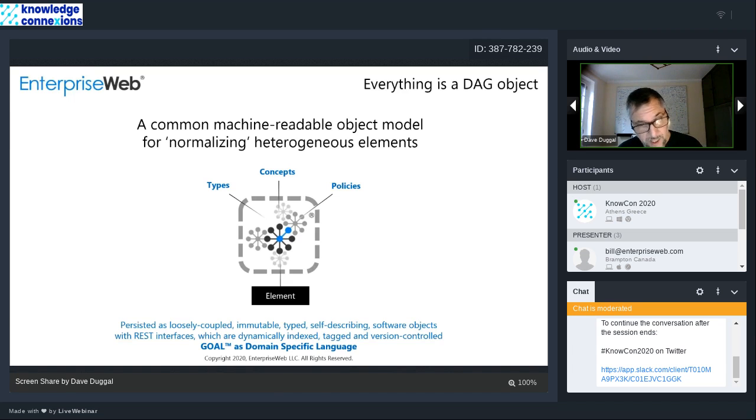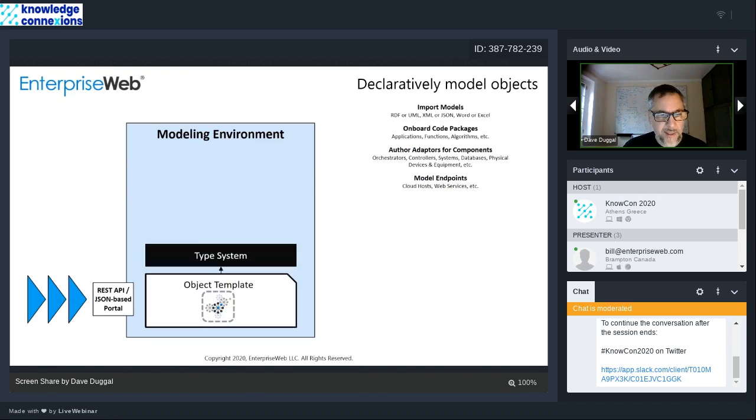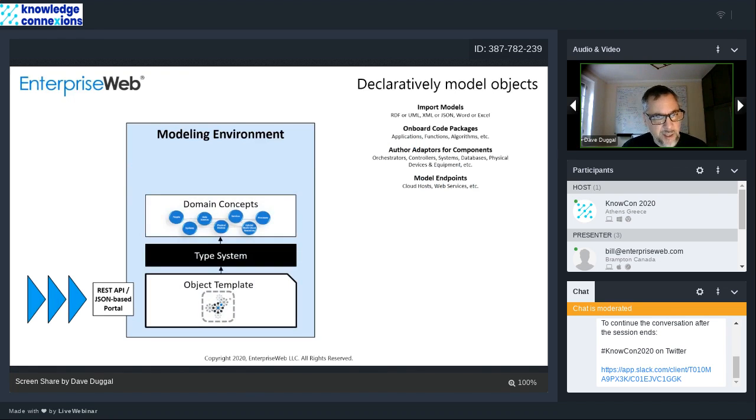If you want to see how it's done, it's visible to the system owner, but it's hidden because at some level, the business user at the business application level doesn't care. The business user just wants a reliable system. So when we're onboarding things, or importing models, or onboarding code packages, or authoring adapters for components, it's all the same approach in EnterpriseWeb, because essentially it's all going to be through a modeling environment, a REST API, or a JSON-based portal. Essentially, we're going to create an object template, and that's going to interact with our type system. The type system is going to interact with the upper ontology. The upper ontology is going to validate the object. Between the type system and the domain concepts, it's going to apply validations, and then it's going to attach entities and implementations to it automatically.